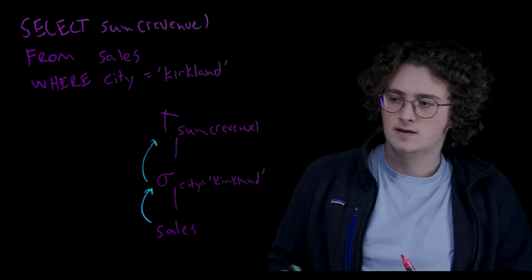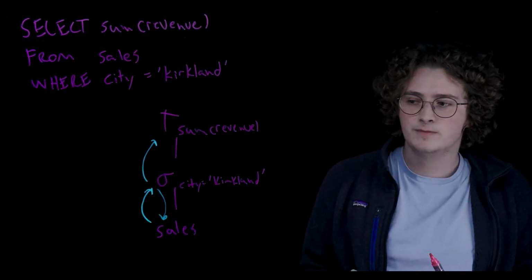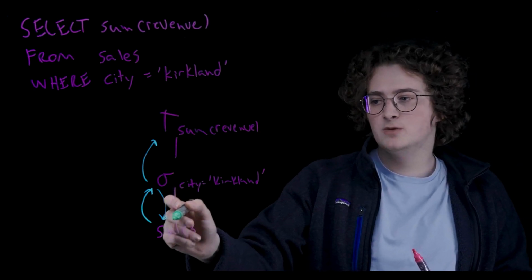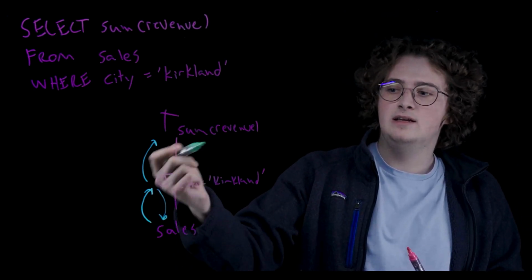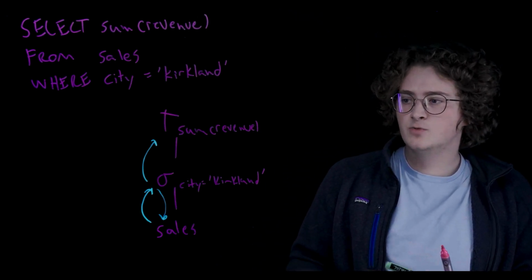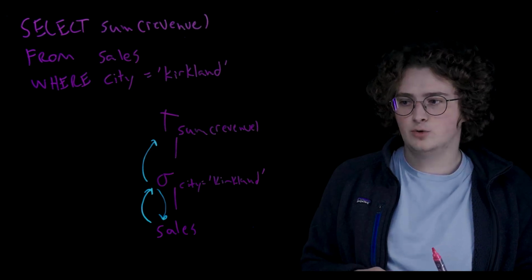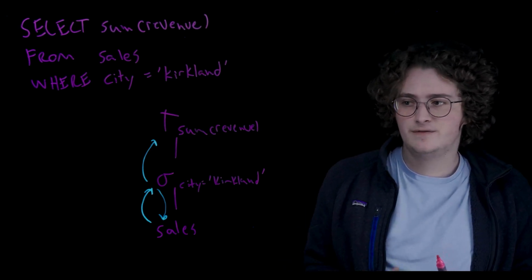If it's not, then the filter goes back to the sales table and says, hey, I need the next tuple. The sales table is then responsible for providing the next tuple. If that comes from the city Kirkland, it goes into the aggregation. And this way, single rows pass throughout this tree of interpreters. This isn't very efficient.